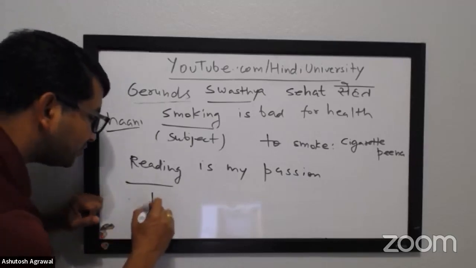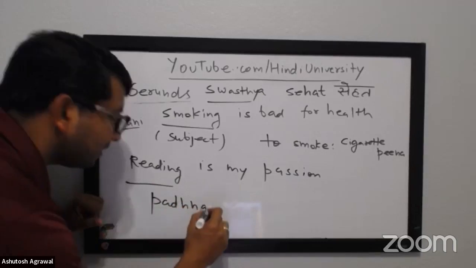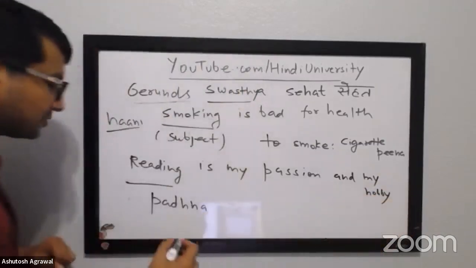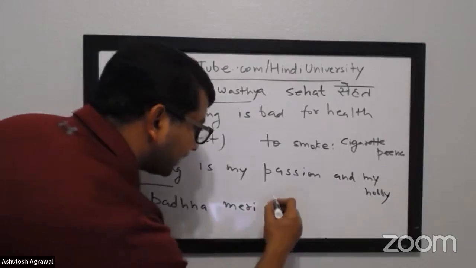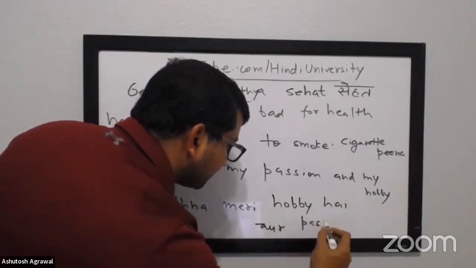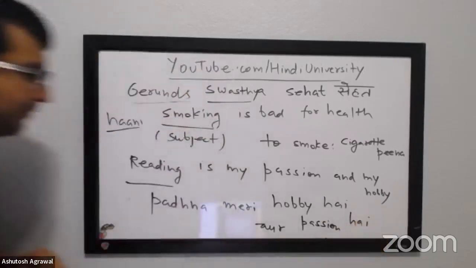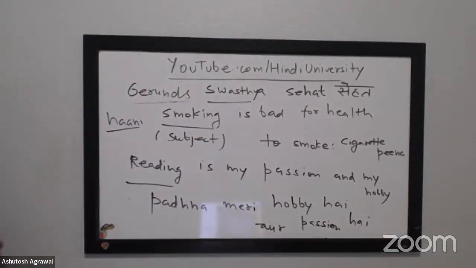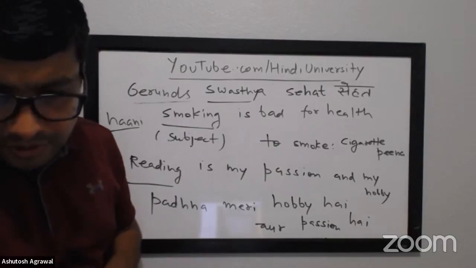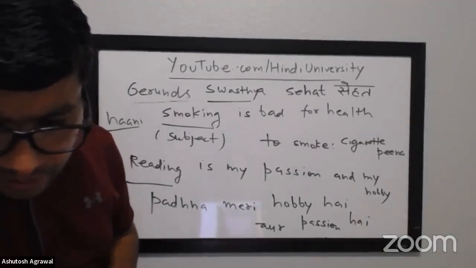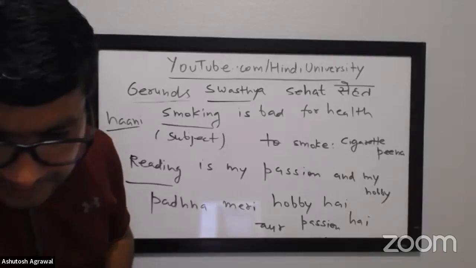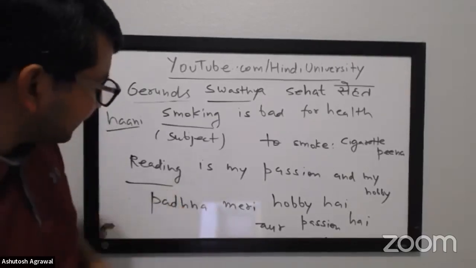So she said padhna, passion and my hobby. I can keep it simple: padhna meri hobby hai aur passion hai. Okay, very good. Padhna meri hobby hai aur mera passion hai. Any questions so far, anyone? I want to make sure we are not going too fast and that none of you are having trouble following what is going on here. So far, everyone together? Okay, awesome. Who else would like to say similar sentences like we have here?